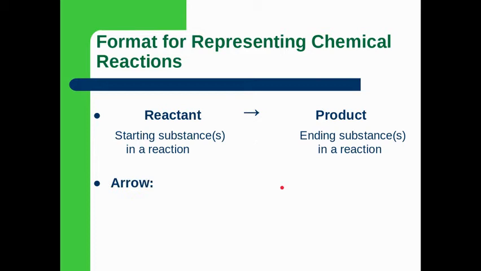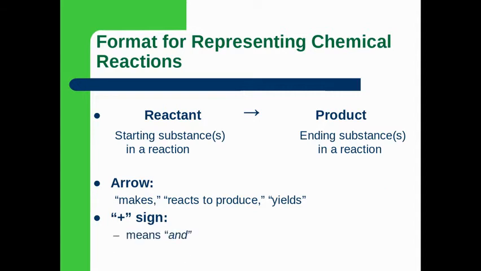And so that arrow means makes or reacts to produce or reacts to make or yields whatever it is that we're making. It separates the reactants from the products. The other symbol that we commonly use is the plus sign. And the plus sign means and, it's really just a separator, kind of like a comma is a separator. So if we've got more than one reactant, we put a plus sign between them. And if we make more than one product, then we put a plus sign between those.